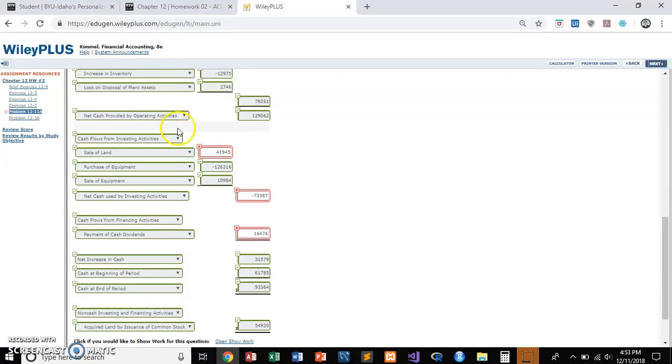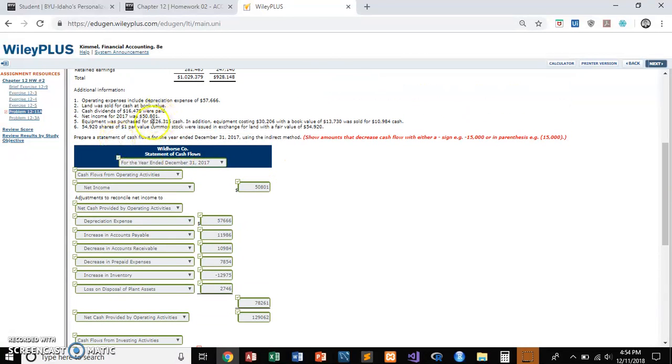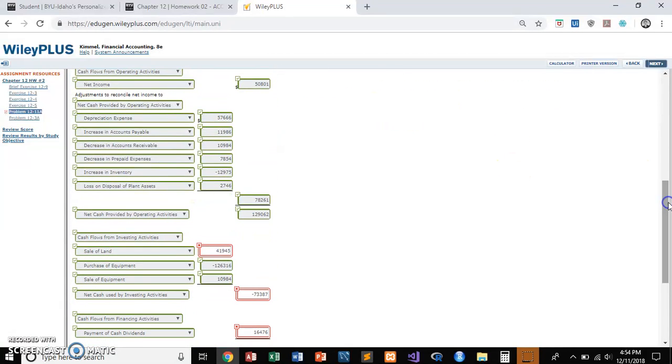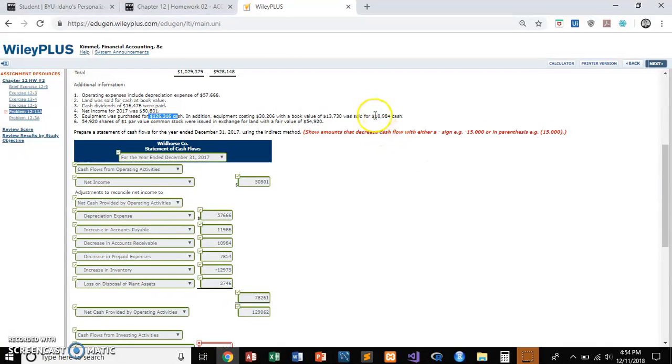So after operating, we're going to move down onto cash flows from investing activities. We are going to record the sale of land. We'll come up with that number later, hopefully. And then we're going to record the purchase of equipment, which is going to be a negative because we're spending cash. That number is just the value that you purchased the equipment for. And then sale of equipment, which will be back up to number 5, the cash value that you sold the equipment for, which we talked about earlier.